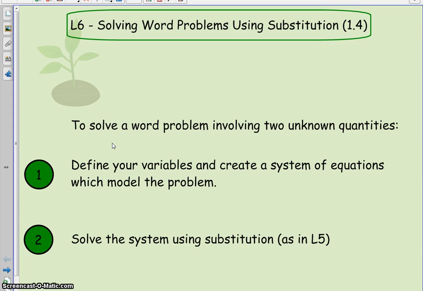Alright, so now we've spent some time looking at the second method that we now have of solving linear systems, which was substitution. So now our two ways are substitution and graphing. We're just going to spend a bit of time practicing using substitution in the context of word problems.